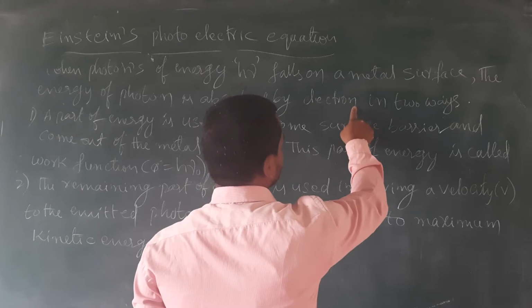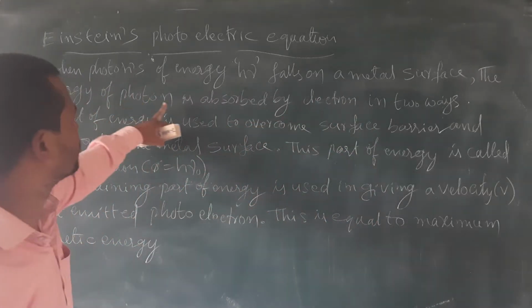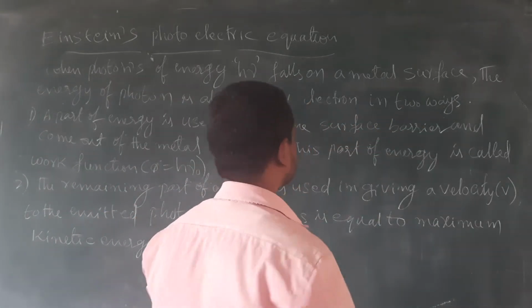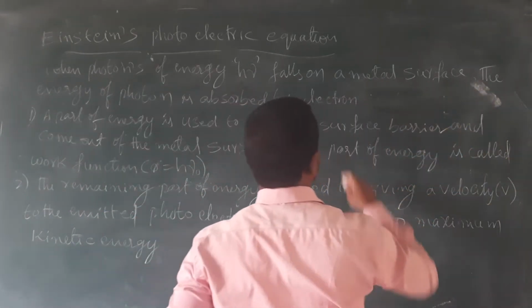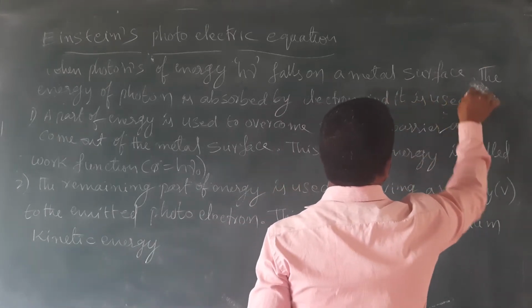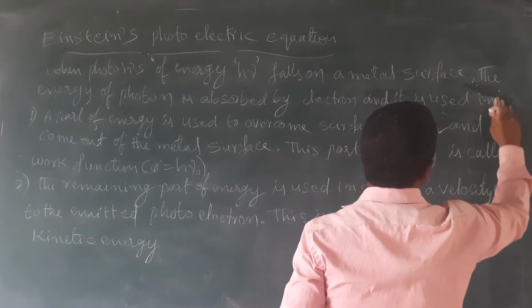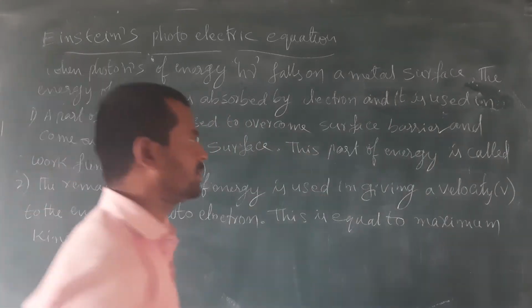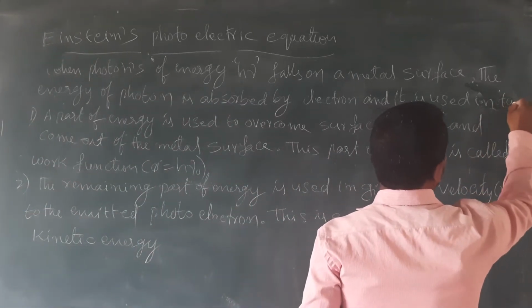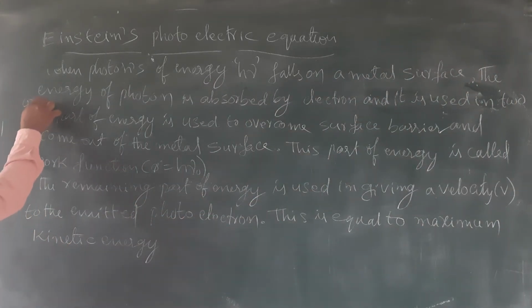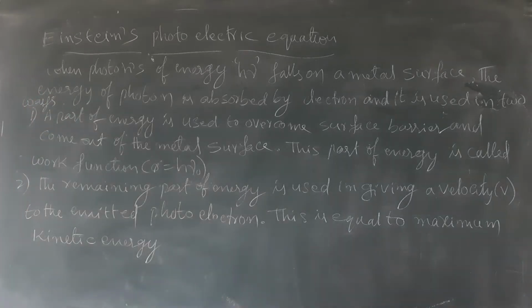That absorbed energy of the photon is absorbed by the electron and it is used in two ways. Used in two ways. So the first one is, used in two ways.